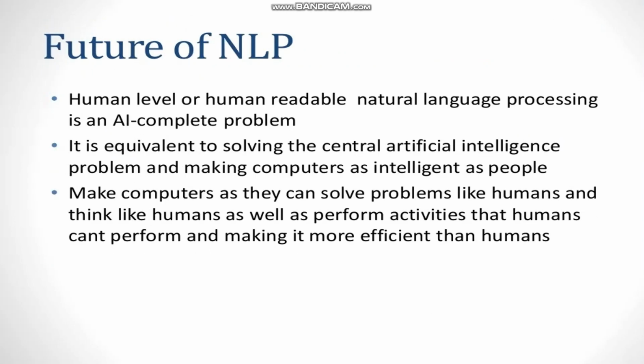Future of NLP. Human-level or human-readable natural language processing is an artificial intelligence complete problem. It's equivalent to solving the central artificial intelligence problem, making computers as intelligent as people. Make computers so they can solve problems like humans and think like humans, as well as perform activities that humans can perform, and make it more efficient than humans.